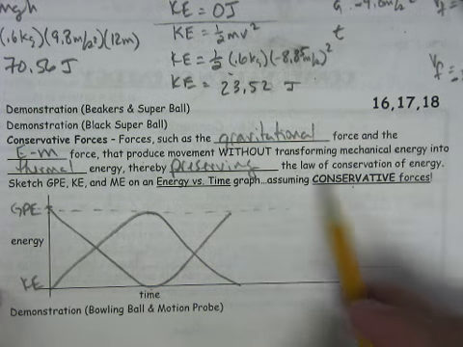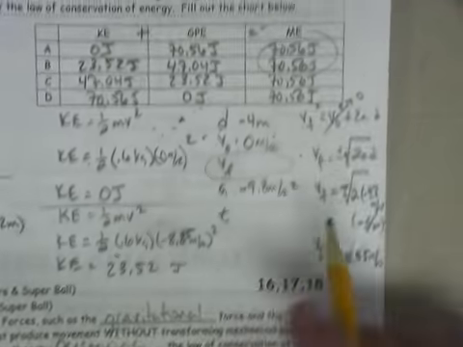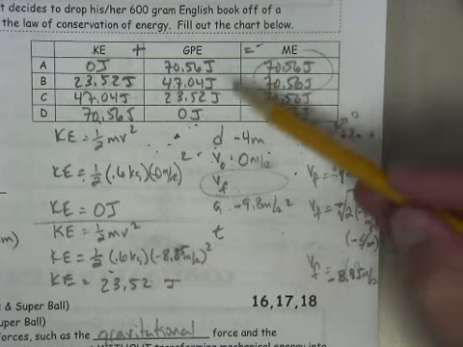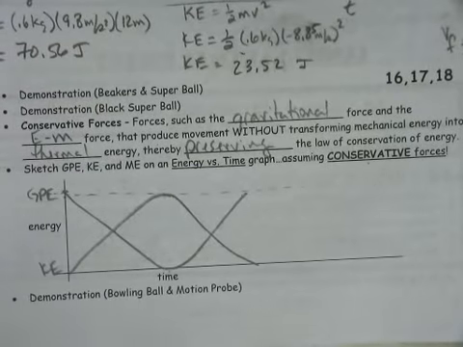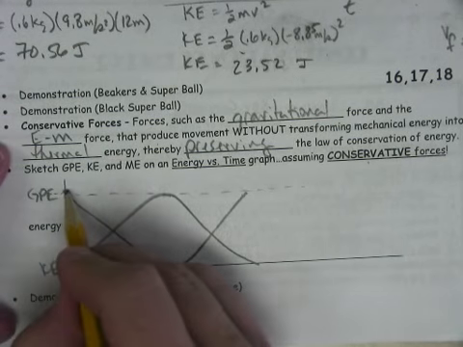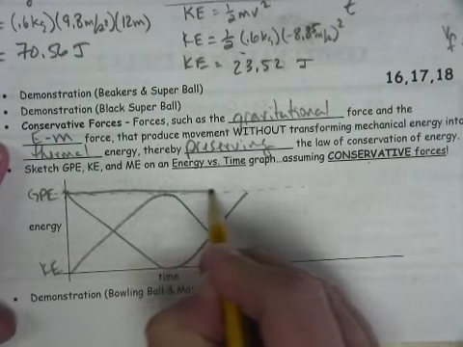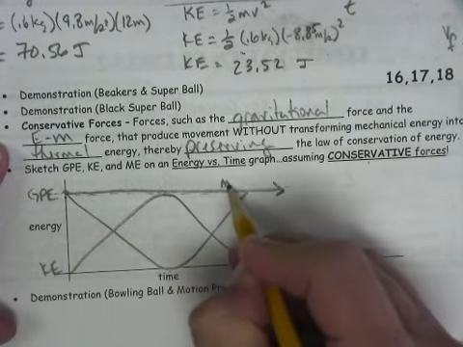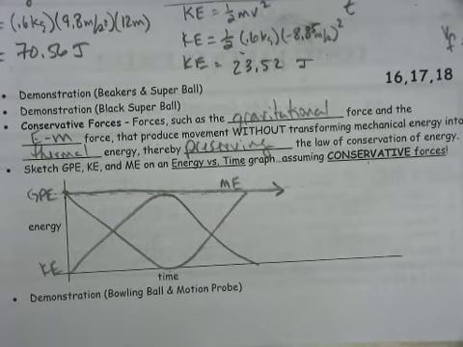What's happening to the mechanical energy? Well, look at what's happening to the mechanical energy up here. Mechanical energy is always the same. It's really the sum of the two energies. So the mechanical energy would be a line going right like this, and that would be your mechanical energy. It's always the same all the way through.